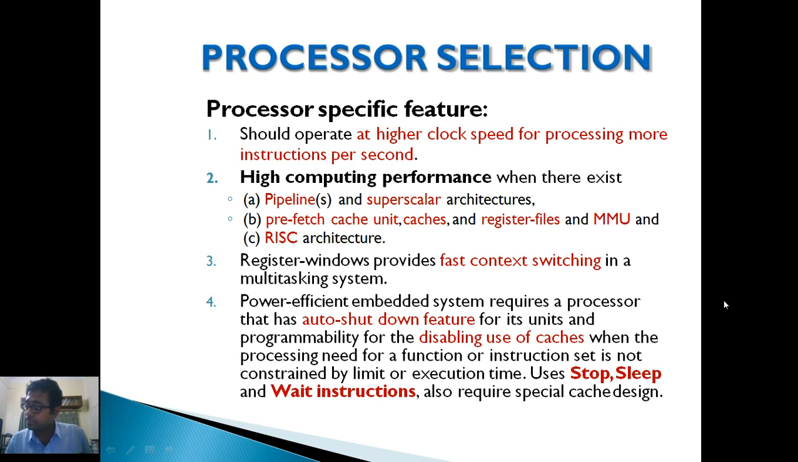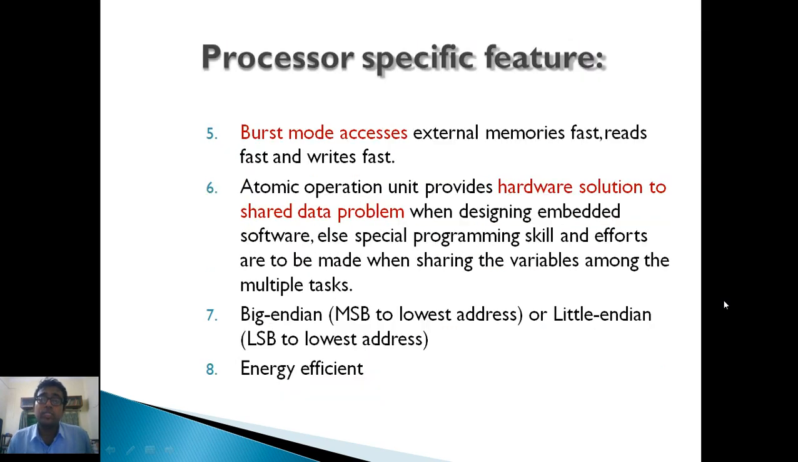Let's go to the next slide. Processor-specific feature: burst mode access. Burst mode accesses external memory fast, reads fast and writes fast. Atomic operation, we already said, provides a hardware solution to the shared data problem when designing embedded software. Otherwise, special programming skill and effort are needed when sharing variables among multiple tasks. Big Endian is MSB to lowest address, or Little Endian is LSB to lowest address. MSB and LSB. Energy, and so always have to be energy efficient. That's one of the most important factors.